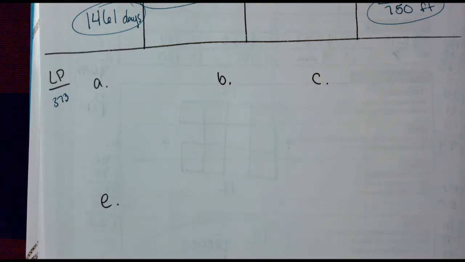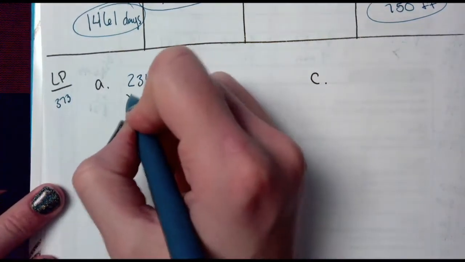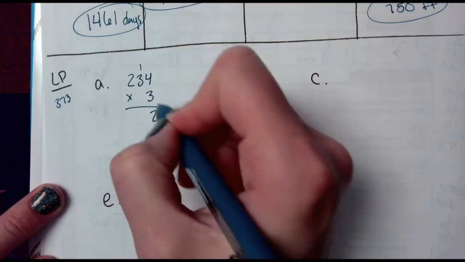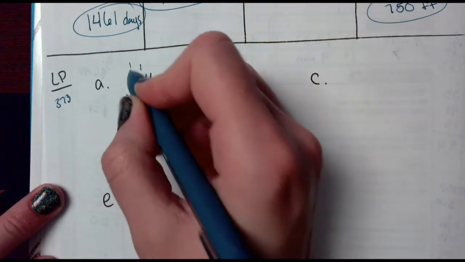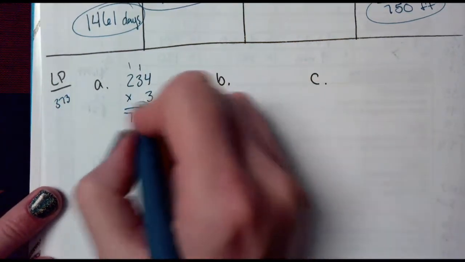A says 234 times 3. 3 times 4 is 12. 3 times 3 is 9, plus 1 is 10. 3 times 2 is 6, plus 1 is 7. So you get 702.